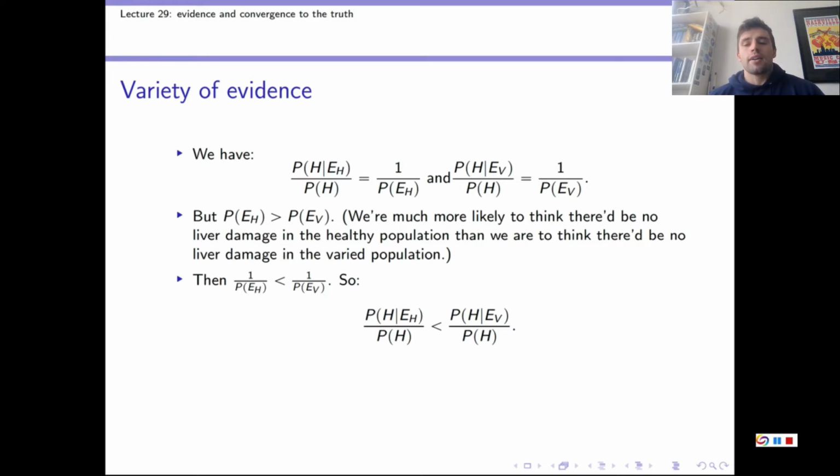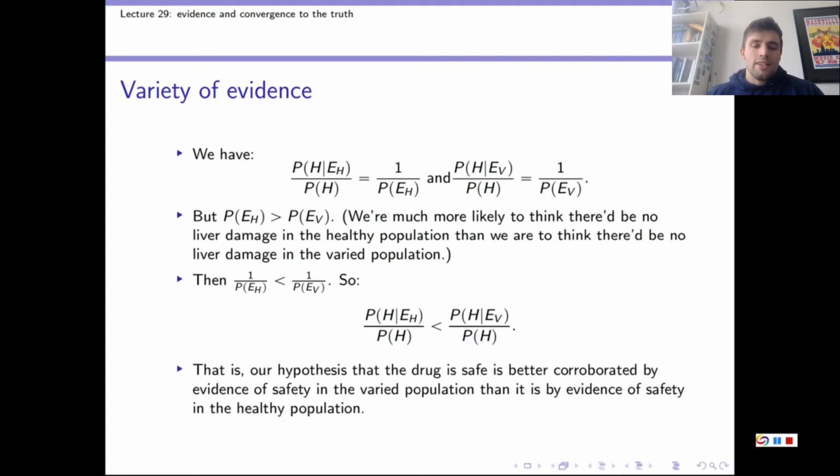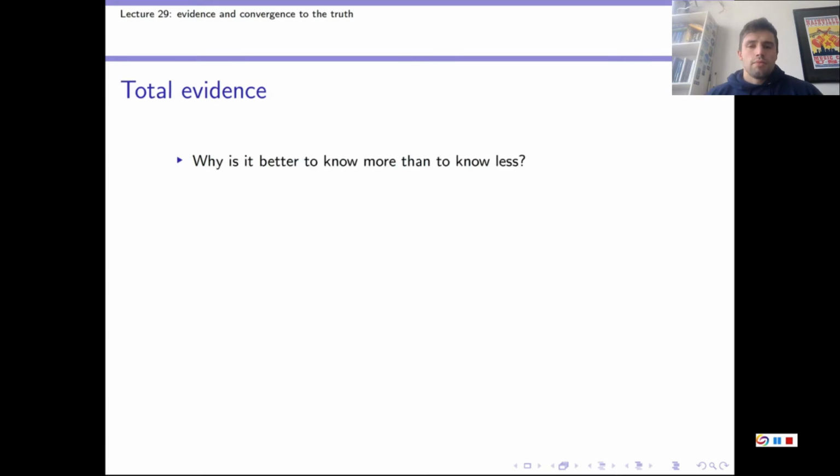So looking back, the probability of H given EH over the probability of H is less than the probability of H given EV over the probability of H. That is, the hypothesis is better corroborated by testing on the varied population rather than the healthy population. So this explains why using a variety of evidence is better. So we've seen why quantity and variety of evidence better inform us. Let's now turn to total evidence.